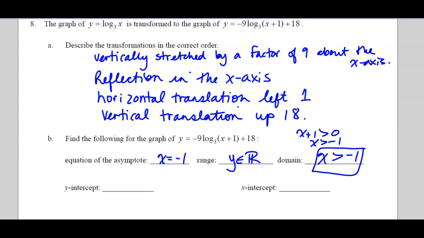Okay, y-intercept. Because this has been moved, it's going to have a y-intercept in this case, where normally the base graph will not have a y-intercept. But now it's been translated left. So there's going to be a y-intercept. That's when x is 0.